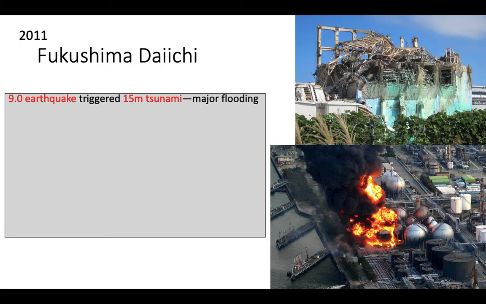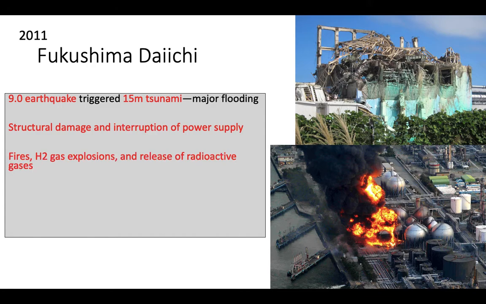There was a massive earthquake, which also triggered a tsunami, led to major flooding, and it disrupted the generators in the plant that were helping to keep the coolant water flowing. So it led to interruption of the power supply, massive explosion, hydrogen gas explosions, and radioactive gases were released.